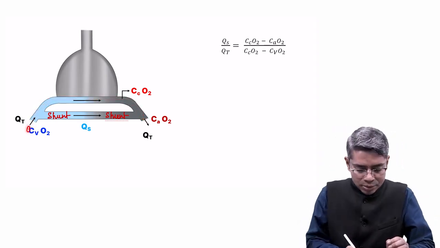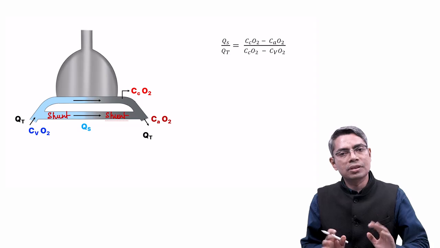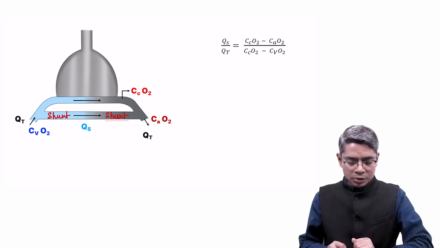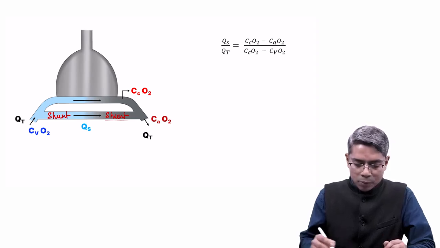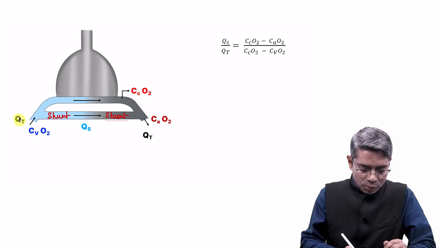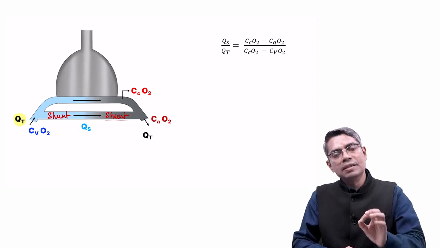But here I can find out some of the venous blood is directly entering into the arterial side. So this is shunt. Okay. So in this diagram, what we are getting, this is Q. Q is the amount. QT, it is the total amount.